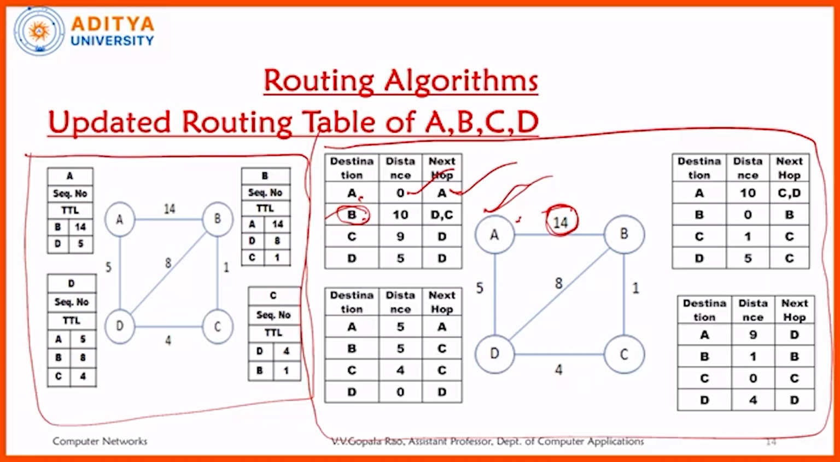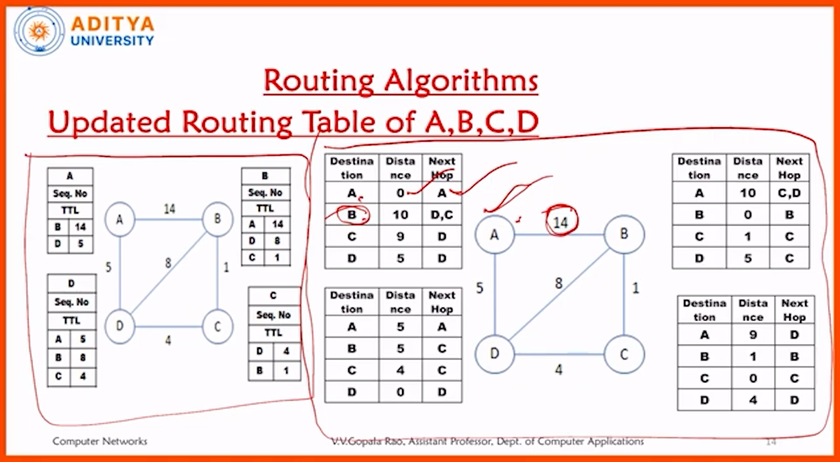To make it clear, there are basically three paths available from A to B. Directly from A to B is one path. A to D, D to C and C to B is another path. Or A to D and D to B is another path.